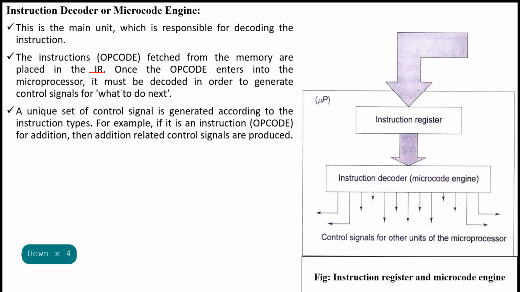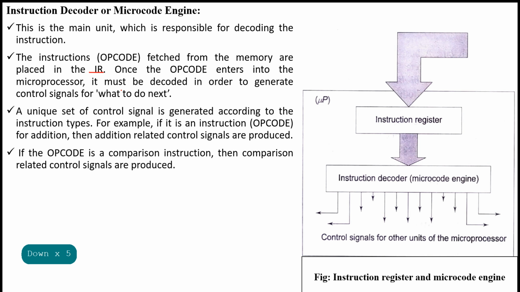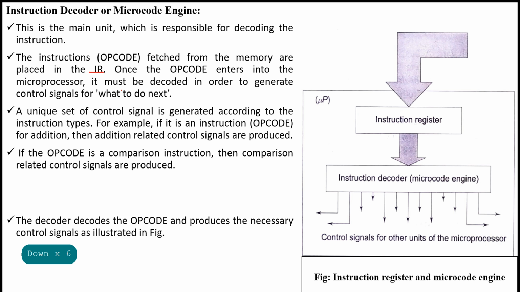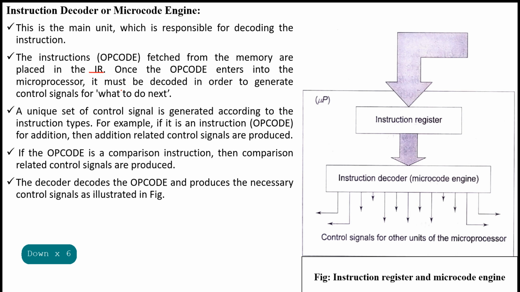A unique set of control signals is generated according to the instruction types. For example, if it is an instruction or opcode for addition, then addition related control signals are produced. If the opcode is a comparison instruction, then comparison related control signals are produced. The decoder decodes the opcode and produces the necessary control signals as illustrated in the figure.